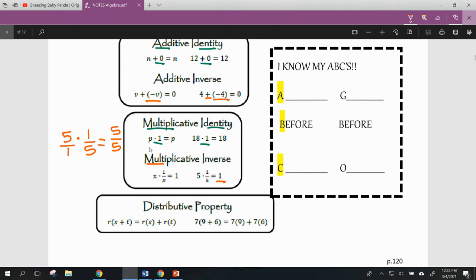We can do that even with a fraction, right? If we had 2/3, if we're going to multiply by the inverse, we're going to take that fraction and flip it upside down. Multiply across, we get 6/6. And you guys, 6/6 is equal to 1 whole. All right, we're going to dive into the distributive property on the next page.